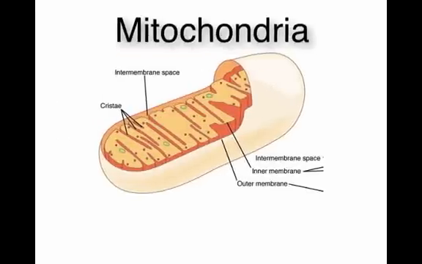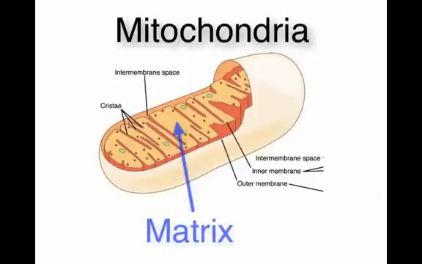The mitochondria is an organelle that has two membranes. The inner membrane has numerous folds in it called cristae. There is a fluid in between the outer membrane and the inner membrane. There's also a fluid inside the inner membrane. The fluid inside the inner membrane is called the matrix.